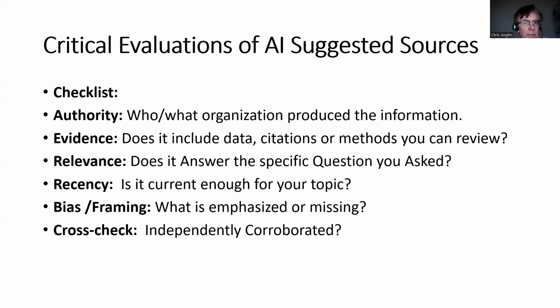We want to make sure that our students are well aware of critical evaluation, and that is going through a checklist, either this checklist or other checklists that might be available, that will urge them to consider checking the authority, the evidence, relevance, recency, bias and framing, and cross-checking. This is true with every other kind of academic research, and it is especially true with new tools of research such as AI.